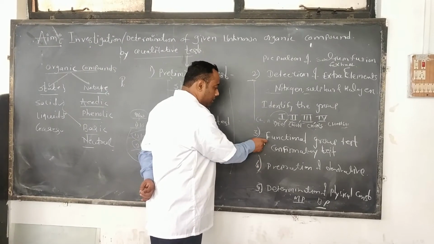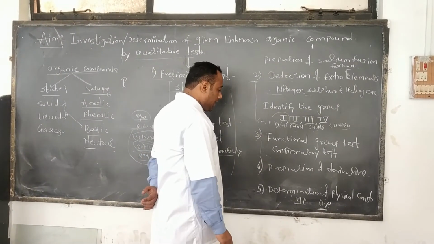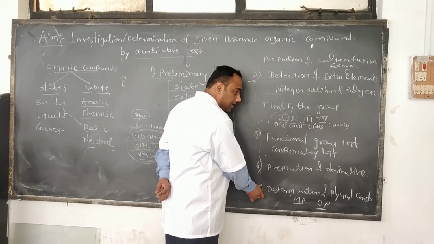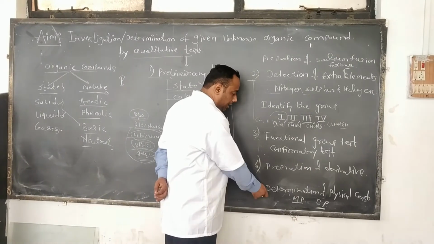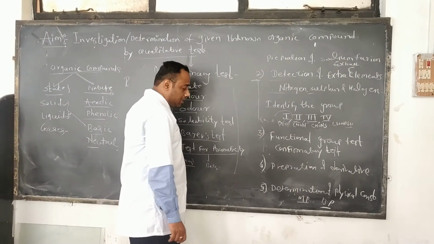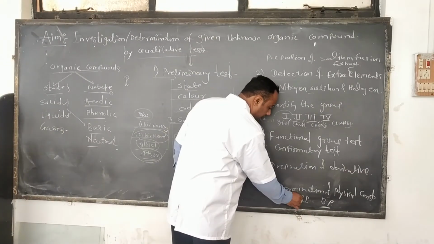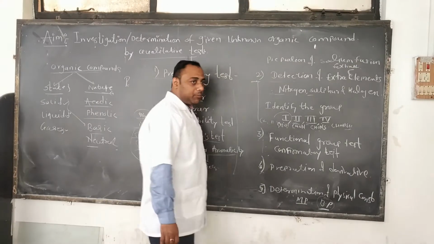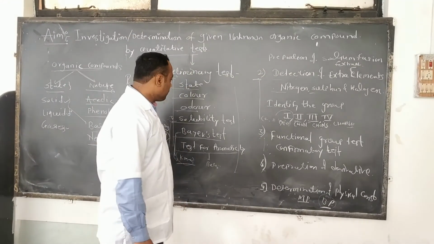Then upon completion of this confirmatory test, prepare a derivative of this given unknown organic compound, and the last test is determination of physical constant. When the compound is solid in nature, determine the melting point, and if the compound is liquid in nature, determine the boiling point of the given organic compound.